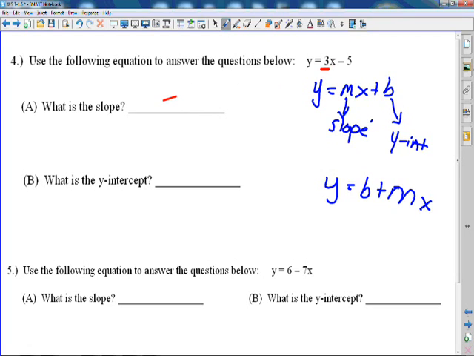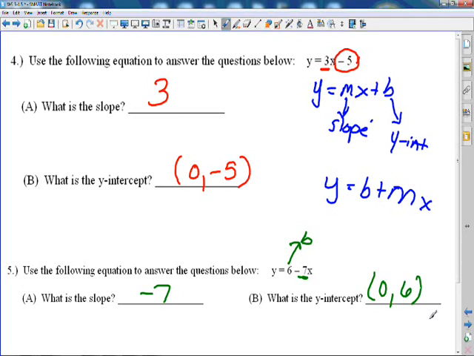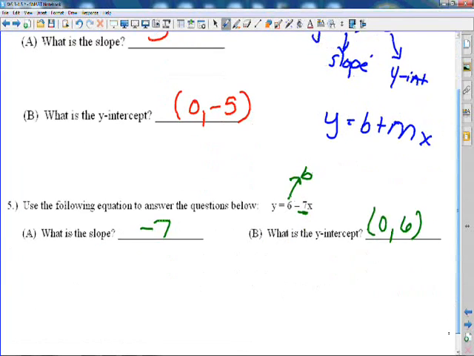Now, did I write? No, I didn't write anything with this silly board. All right. Am I writing 3x? No, I'm just writing 3. X is the variable. The Y-intercept is this number right here, so I would write it as (0, negative 5). On the next one, the slope is this number with the x, negative 7. This is my Y-intercept. It is (0, 6).